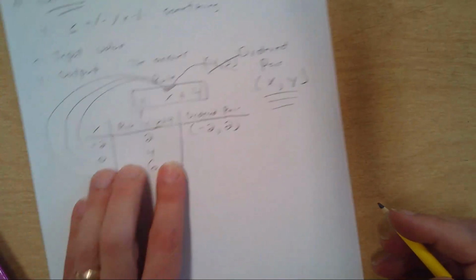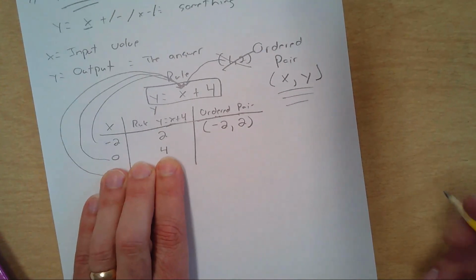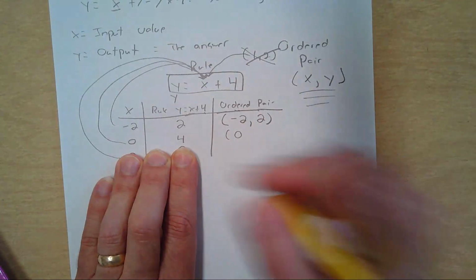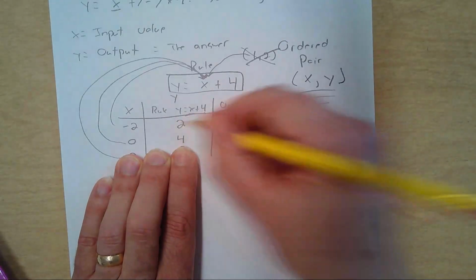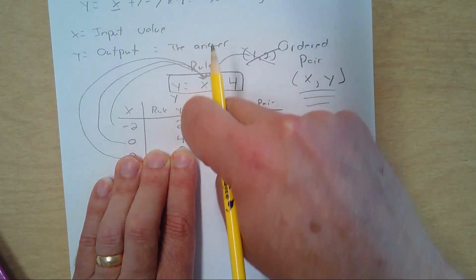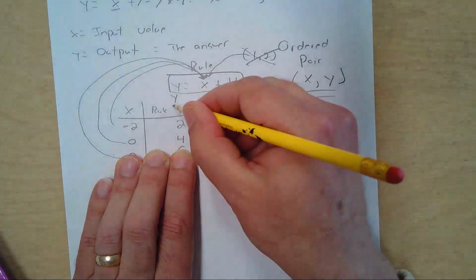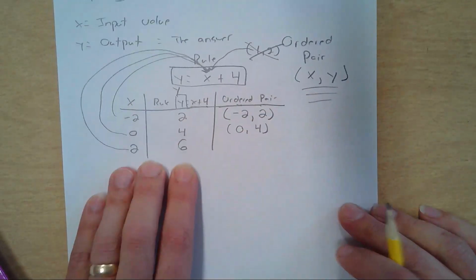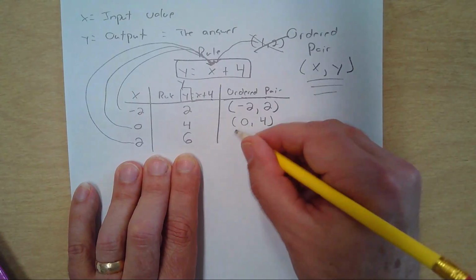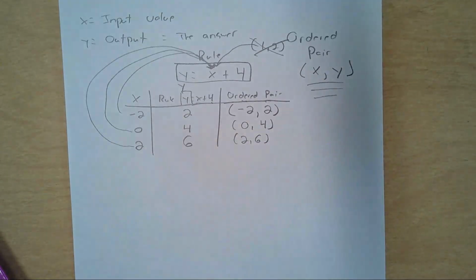What would be the ordered pair for this one right here? 0, 4. Right, because my x value is 0. My y value, once I solve the equation right here, provided me my y value of 4. And this one here, what's the ordered pair? 2 and 6. 2 and 6, right.